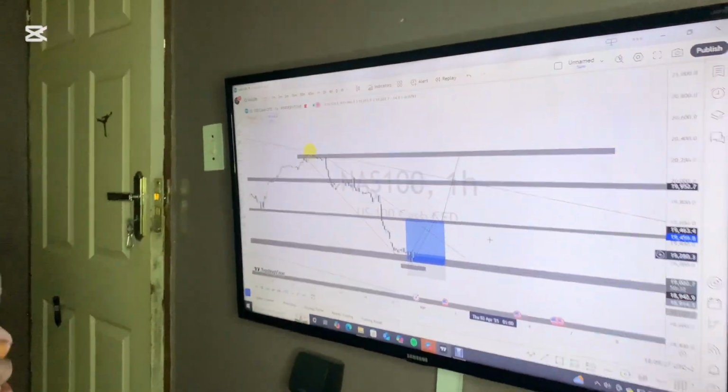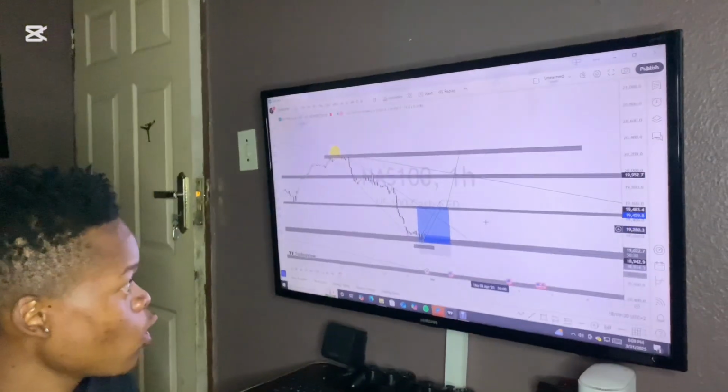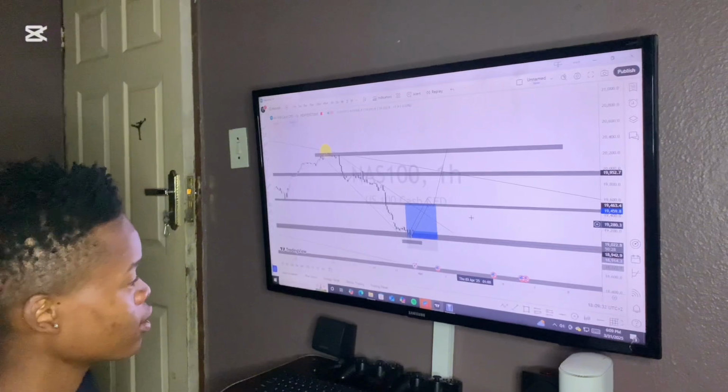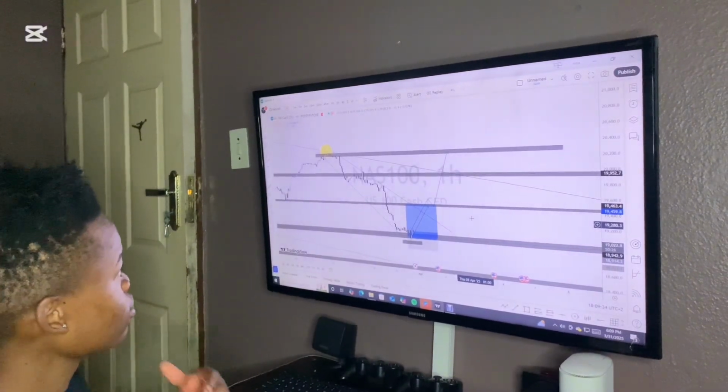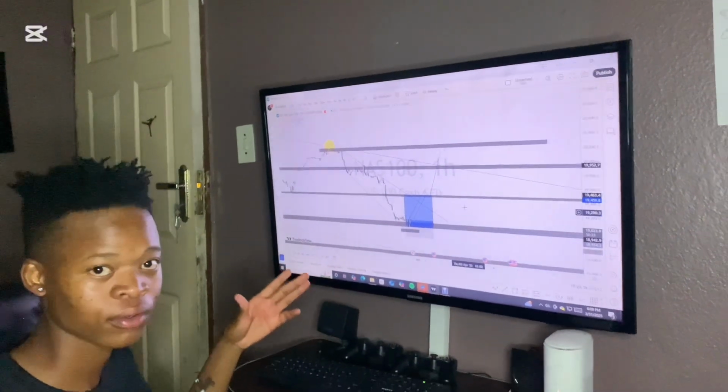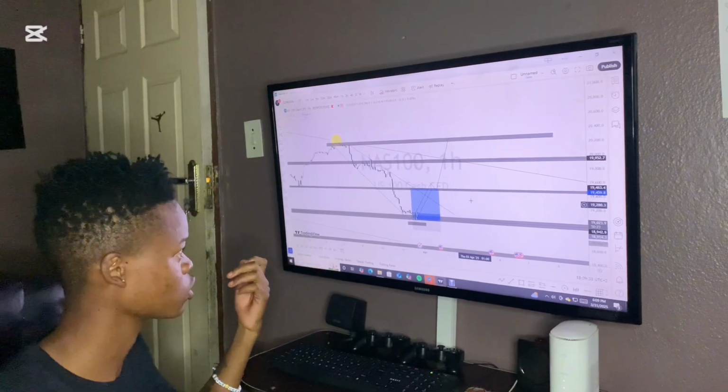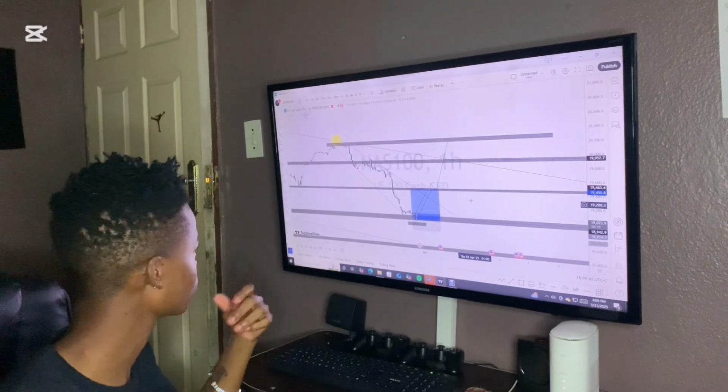This is a pure price action strategy, and you need to understand that the more you analyze using this strategy, the less time it will take you to master, you understand? So that's way too forward, guys.